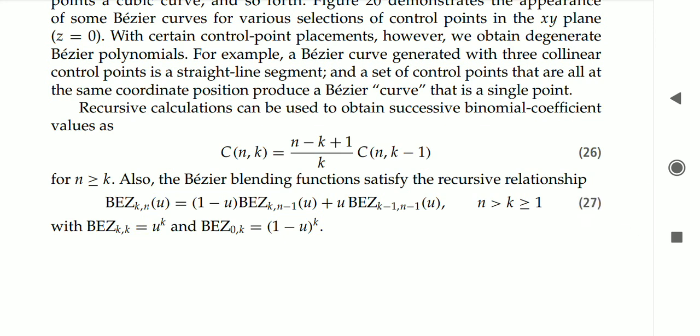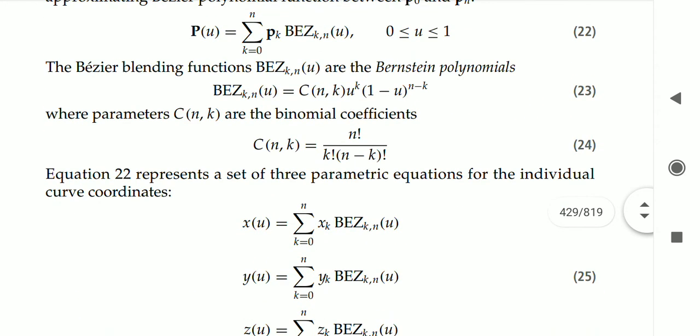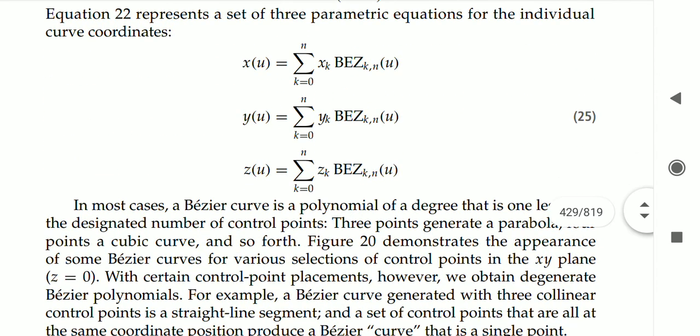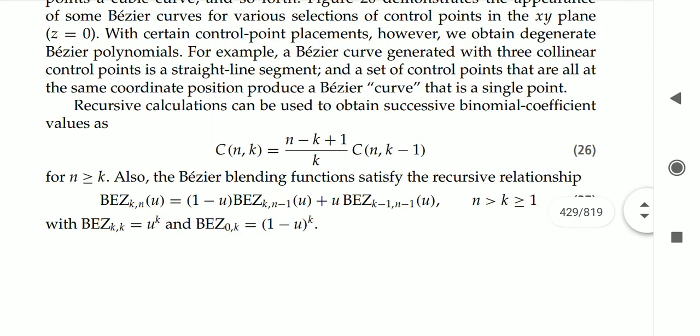Now this is the summarized point 26. Equation number 26 will give you C of n comma k. Here C of n comma k, I told you in equation number 24, that is explained here. C of n comma k equals (n minus k plus 1) by k times C of n comma k minus 1. So what is this? This is the recursive method.